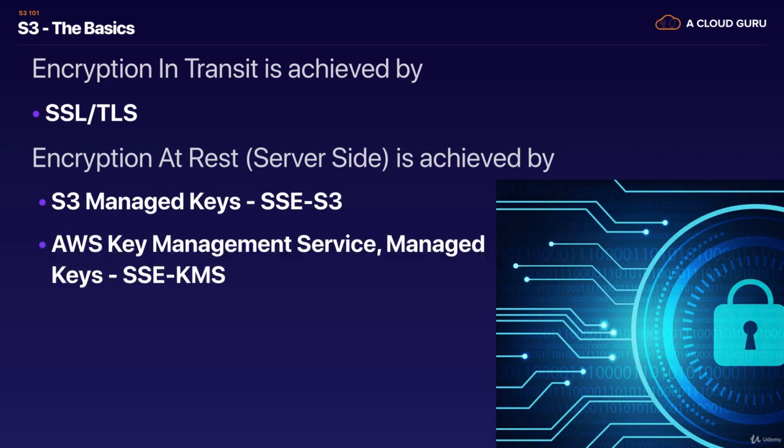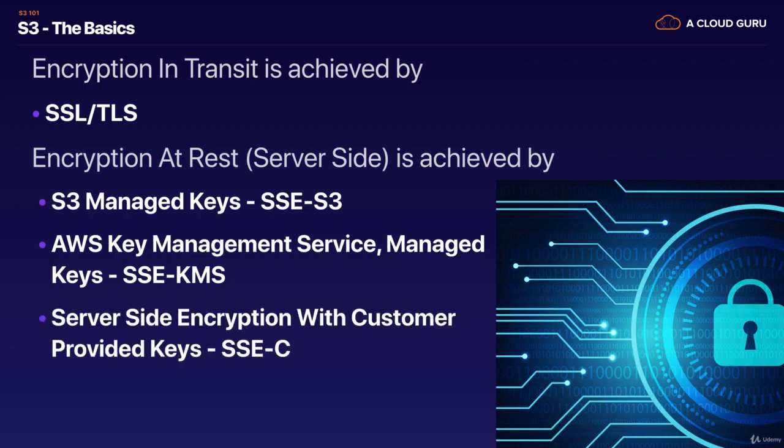We then have AWS Key Management Service. This is where you and Amazon manage the keys together, and this is called server-side encryption with KMS managed keys. And then we have server-side encryption with customer-provided keys. This is where you actually give Amazon your own keys that you manage, and you can encrypt your S3 objects doing that as well. And then, like I said, you can actually encrypt the object yourself on the client side. So you might do this on your Mac or your PC or whatever, and then you upload that object to S3.